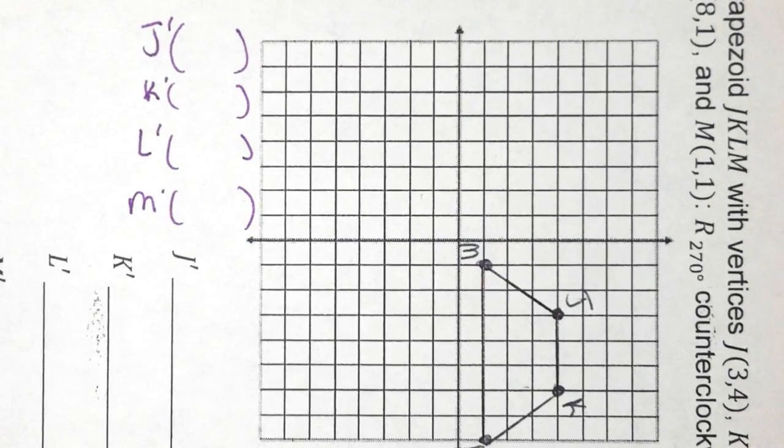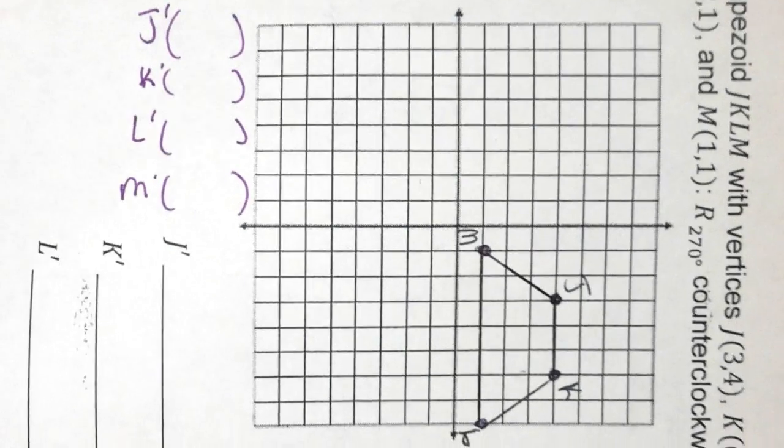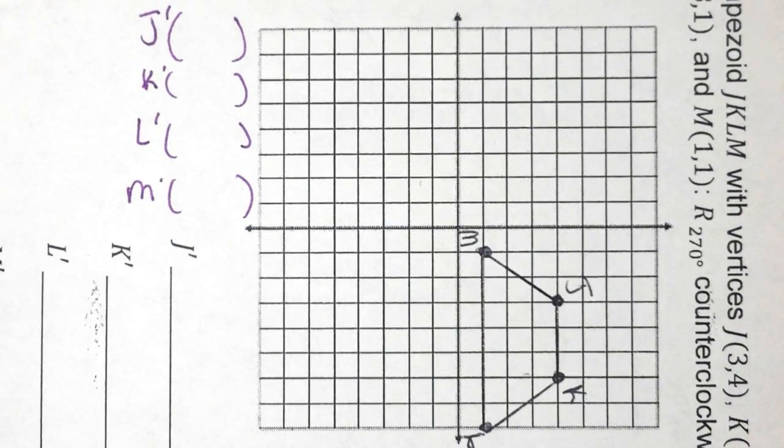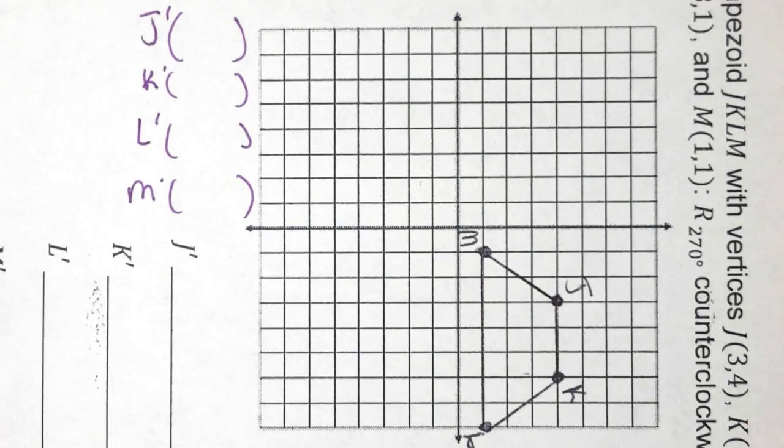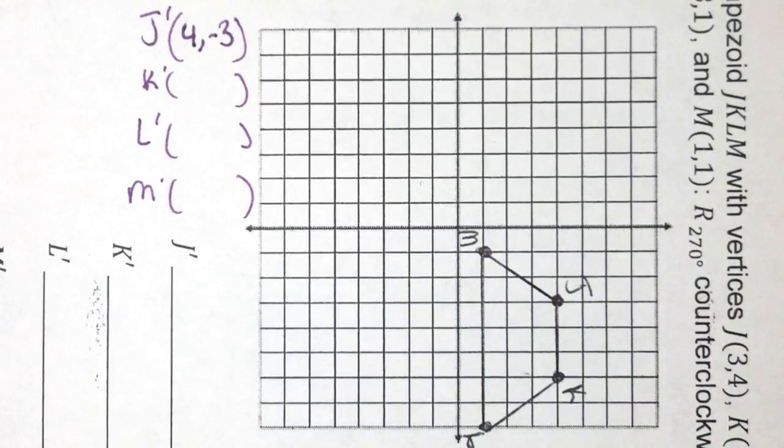Jayla, you got us? Okay. Cariana. I don't know why I was calling you crazy stuff. You got us? Jesus. DJ, take us there, man. J prime, where would it be at? Never mind. Go ahead, Meadow. 4, -3. K prime.